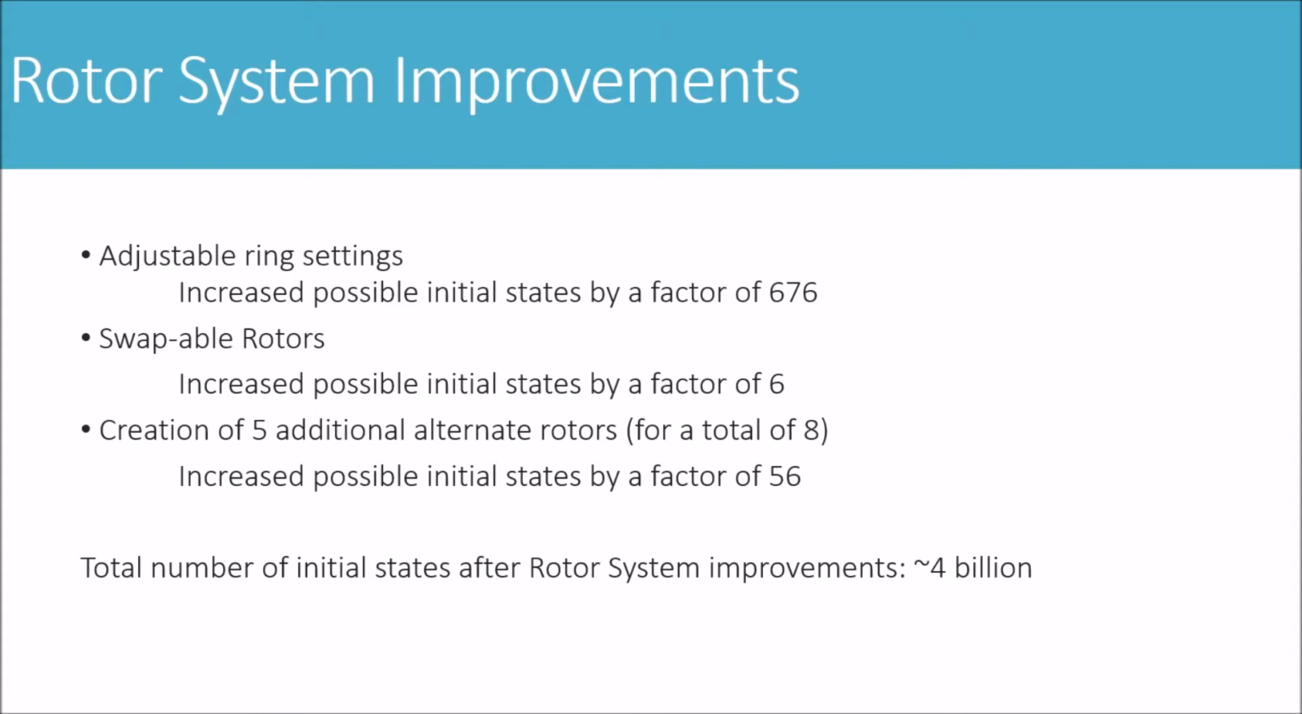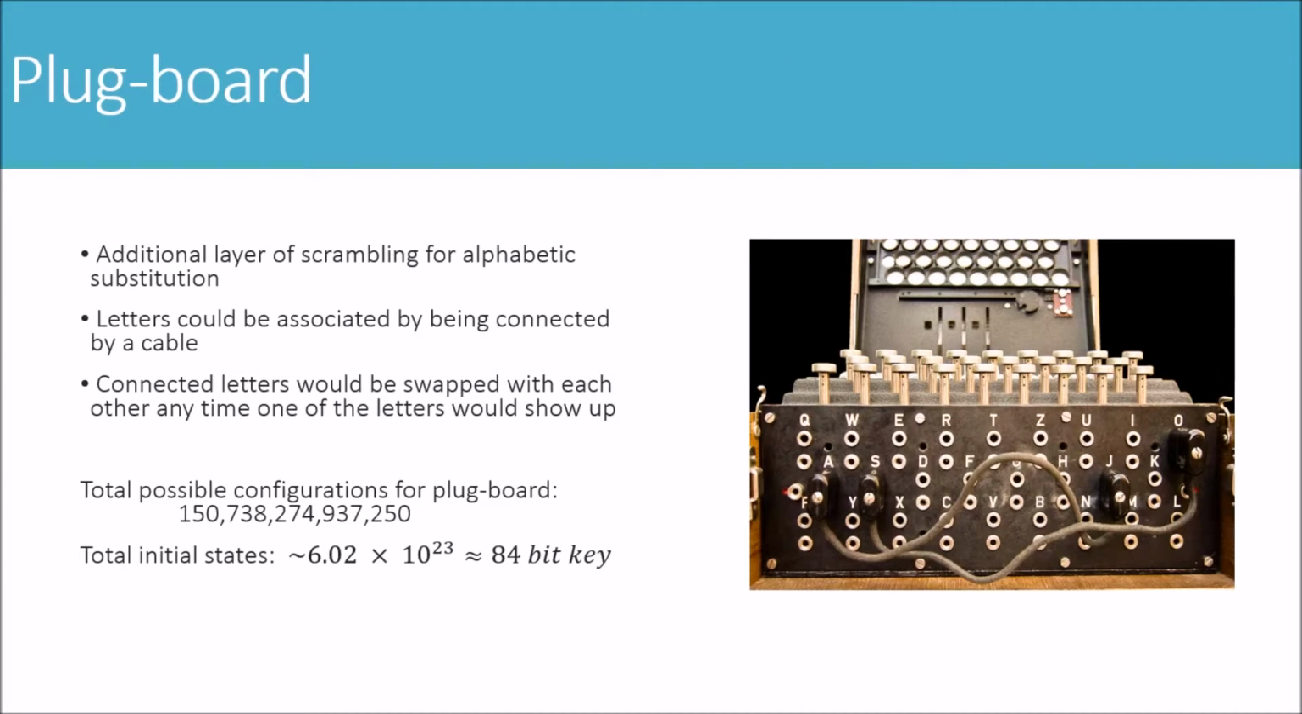But the Germans did not stop there. They implemented the plug board, which is very simple in its design, but it introduces an enormous amount of complexity to this problem. This is because of the factorial nature by which letters can be paired. What it did was add an additional layer of scrambling to the cipher.